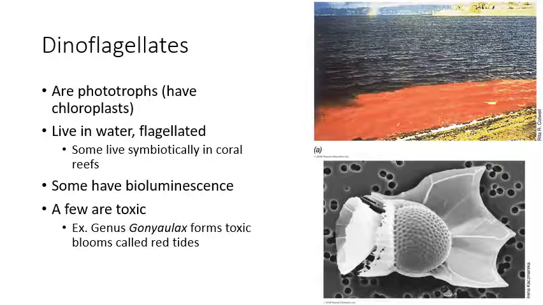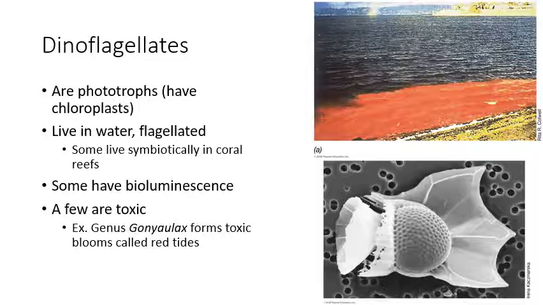Then you have the Dinoflagellates, which are phototrophs and have chloroplasts, which they got in a secondary endosymbiosis event. They live in the water, as probably most protists do actually, and they also have flagella. Actually, some of them are living as part of coral reefs in a mutualistic symbiotic relationship. Some of them also can generate bioluminescence, and a few of them are toxic.